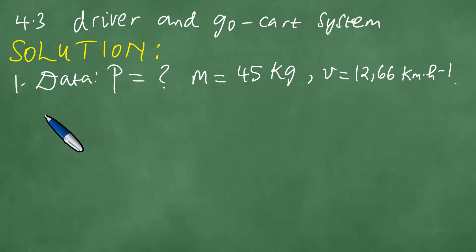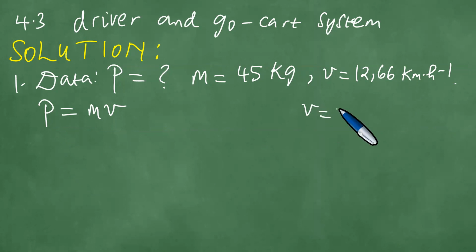So, which means the momentum is mass times the velocity. But this velocity is not good. Right, the velocity is not good because it is in kilometers per hour. We want the velocity to be in meters per second. So let's convert it.